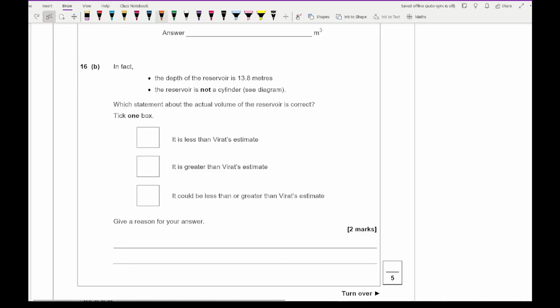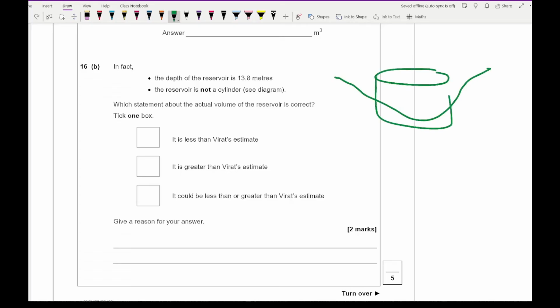Well, looking at it, even though the area is going to be deeper, for example, we've got our canyon or our reservoir, and what it could be is something that looks like this. Now we've assumed that it's a cylinder where it looks like this. So even though the depth has increased, the area might not actually be a cylinder. So you can see that by assuming it's a cylinder, we've added on this extra volume here. So the correct answer you should tick is that it could be less than or greater than Virat's estimate.